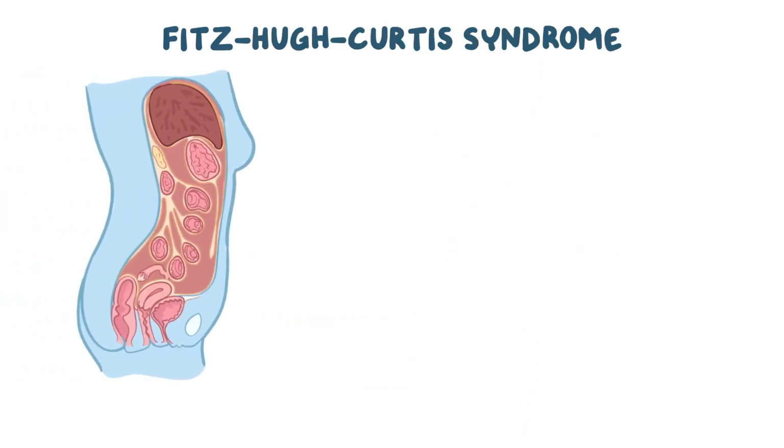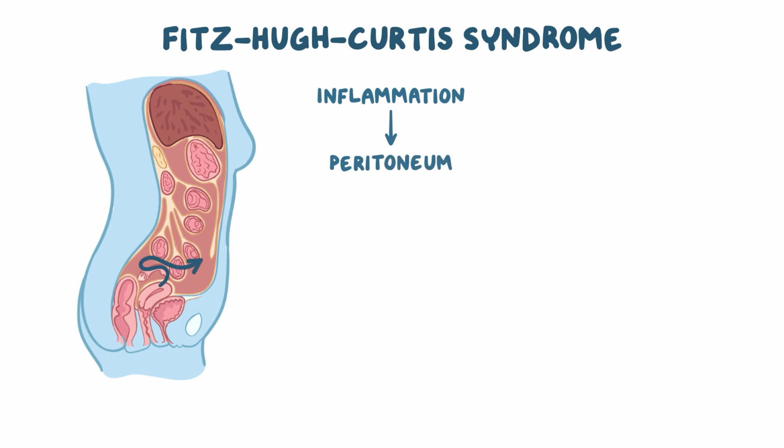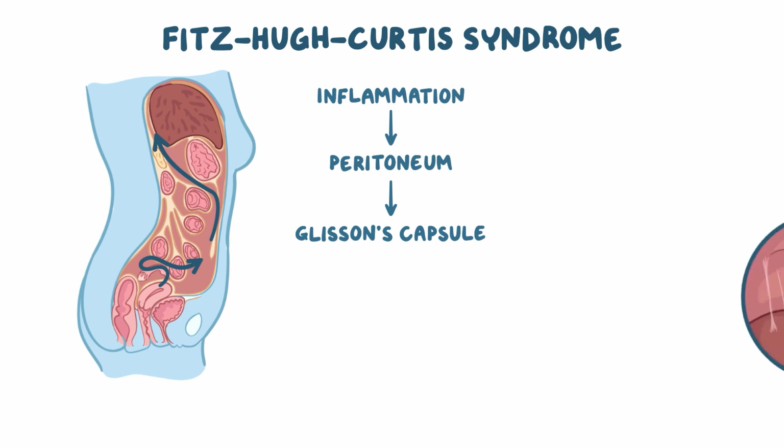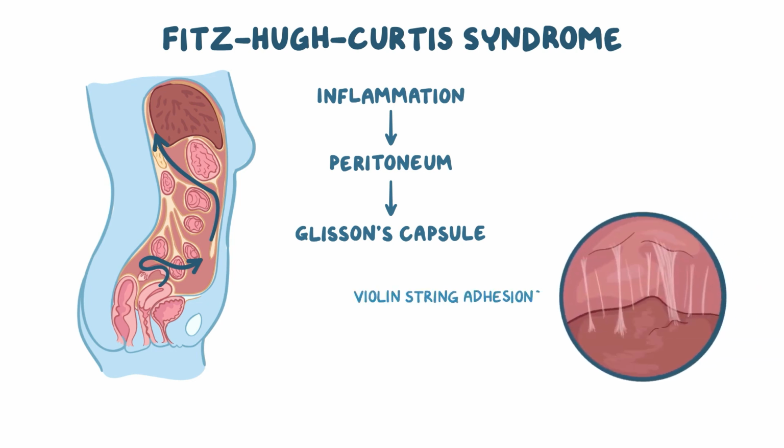One last complication is Fitz-Hugh-Curtis syndrome, which occurs when the inflammation from PID spreads to the peritoneum and, from there, to Glisson's capsule, which surrounds the liver. This results in violin string adhesions, or thin strings of scar tissue that attach the liver to the peritoneum.